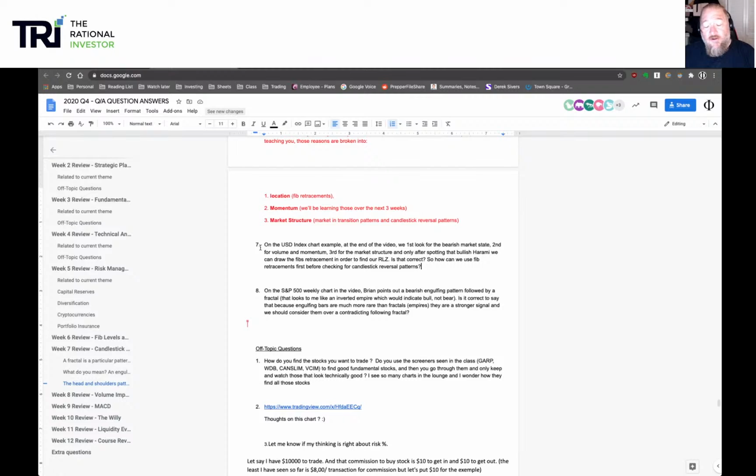So I would look for the bearish market state. Then I would draw my retracements. Draw my fibs. Because the first thing I want to identify is that we're in a good location. I want to identify that we either have had a pullback into the bearish or into the bot reload zones, or we've pulled back into the RLZ. Then I look at momentum, and then I look for reversal patterns, either candlesticks or market transition patterns. Okay, so that's my order of operations: location, then momentum, then market structure.